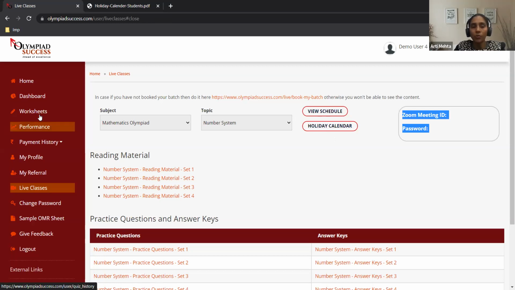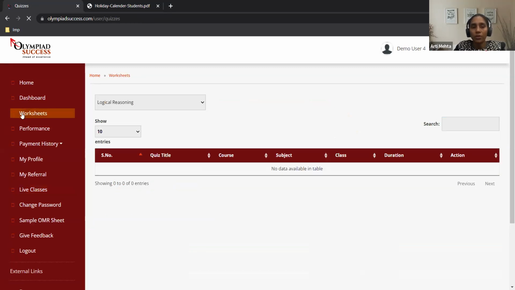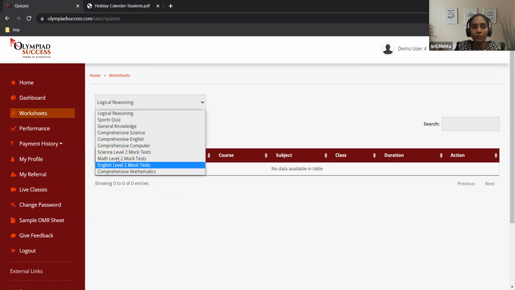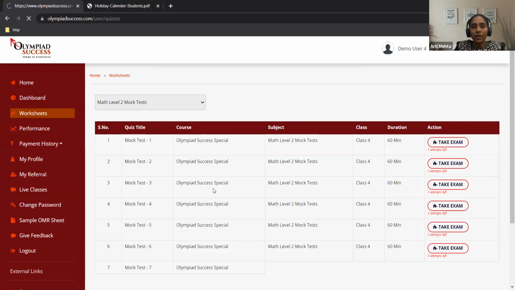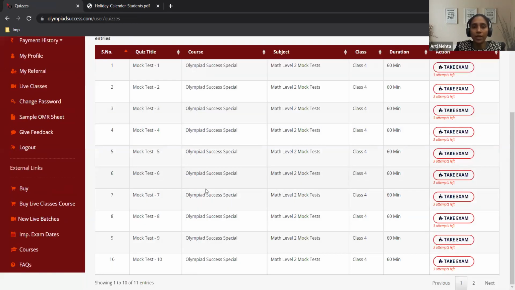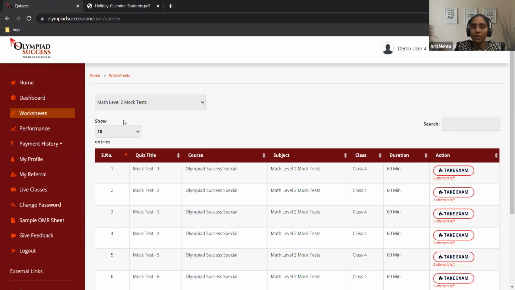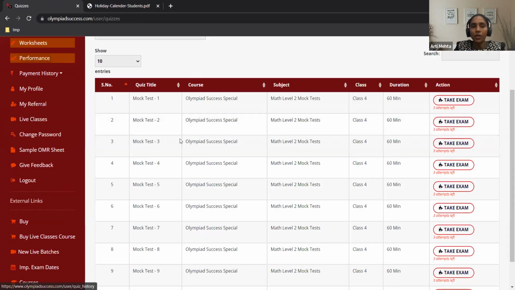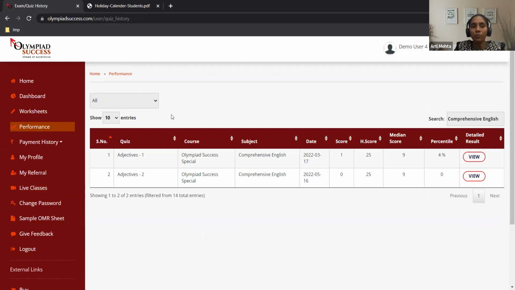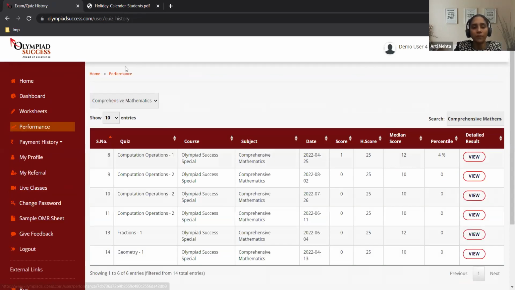The next thing is how to access your level 2 mock test. You have to click on the worksheet button and then go to math level 2 mock test. Here you find all the 10 mock tests. You just click on the take exam button to take these mock tests. Finally, you can view your answer keys by clicking on the performance tab, clicking on the subject, and then clicking on the view button. This will display your answer keys. So that is all about the platform.